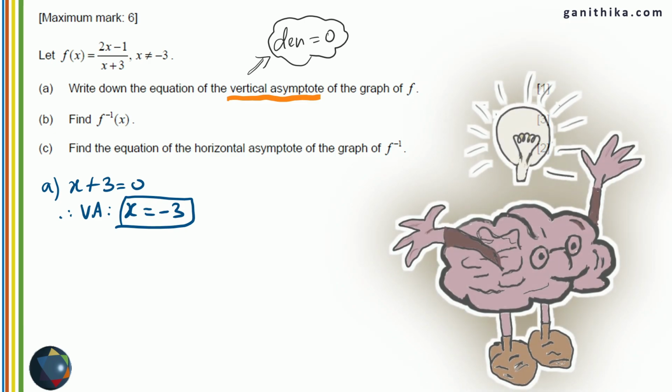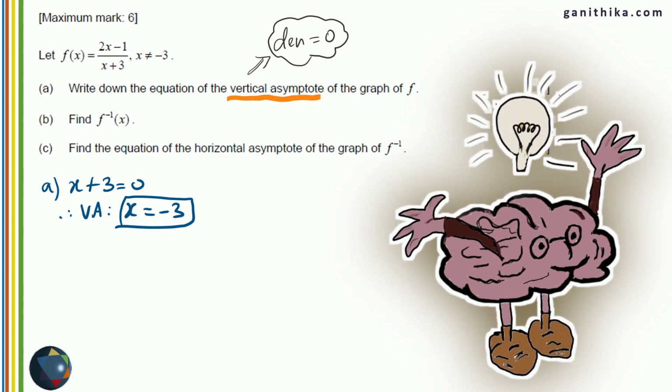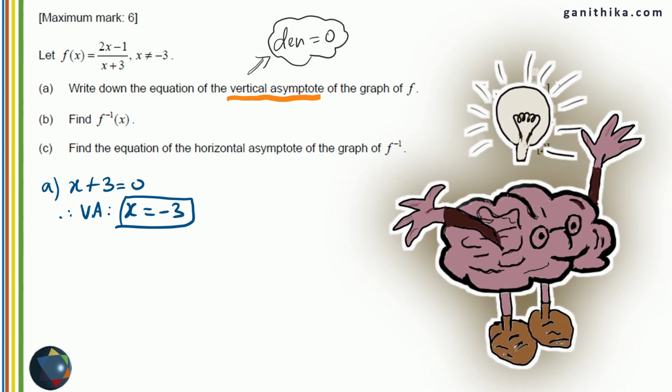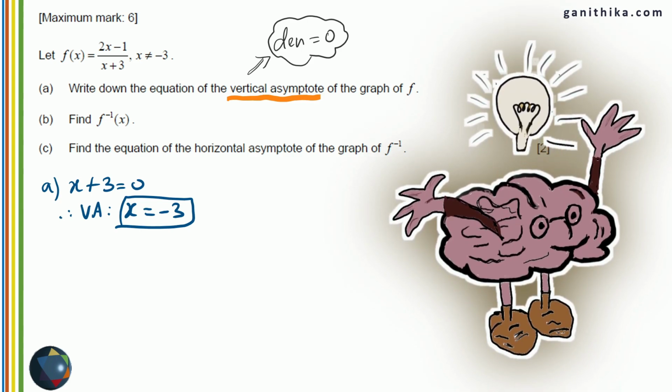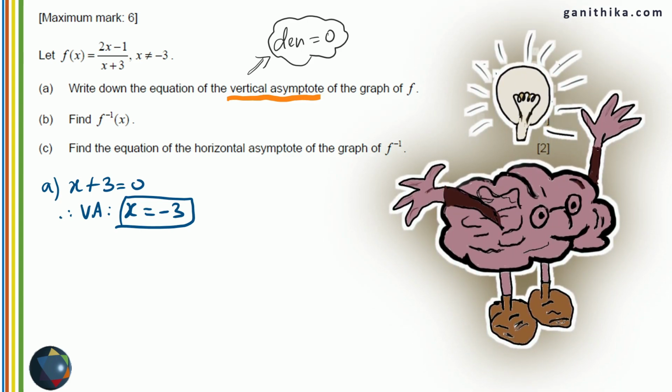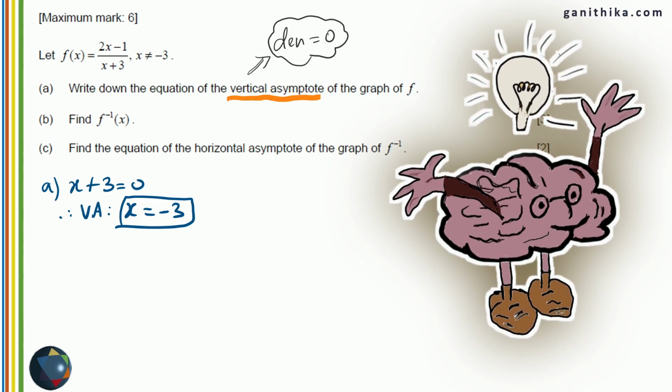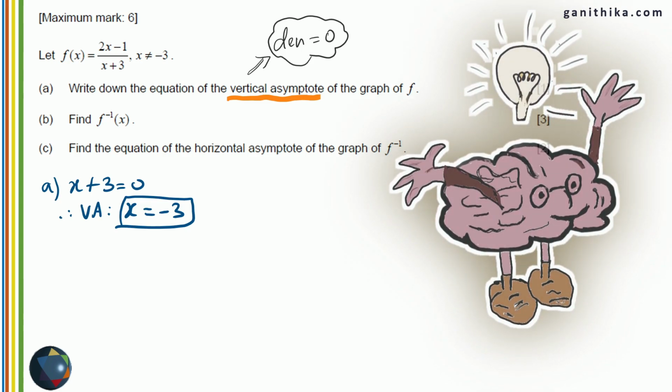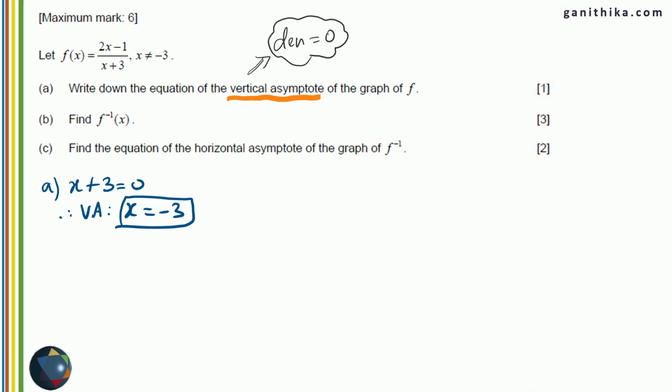Actually, if you go back to the question, you can read it: write down the equation of the vertical asymptote. So the equation is x is equal to k. In this case, the equation is x is equal to minus 3. Do not write just minus 3. You will not get any marks for that.